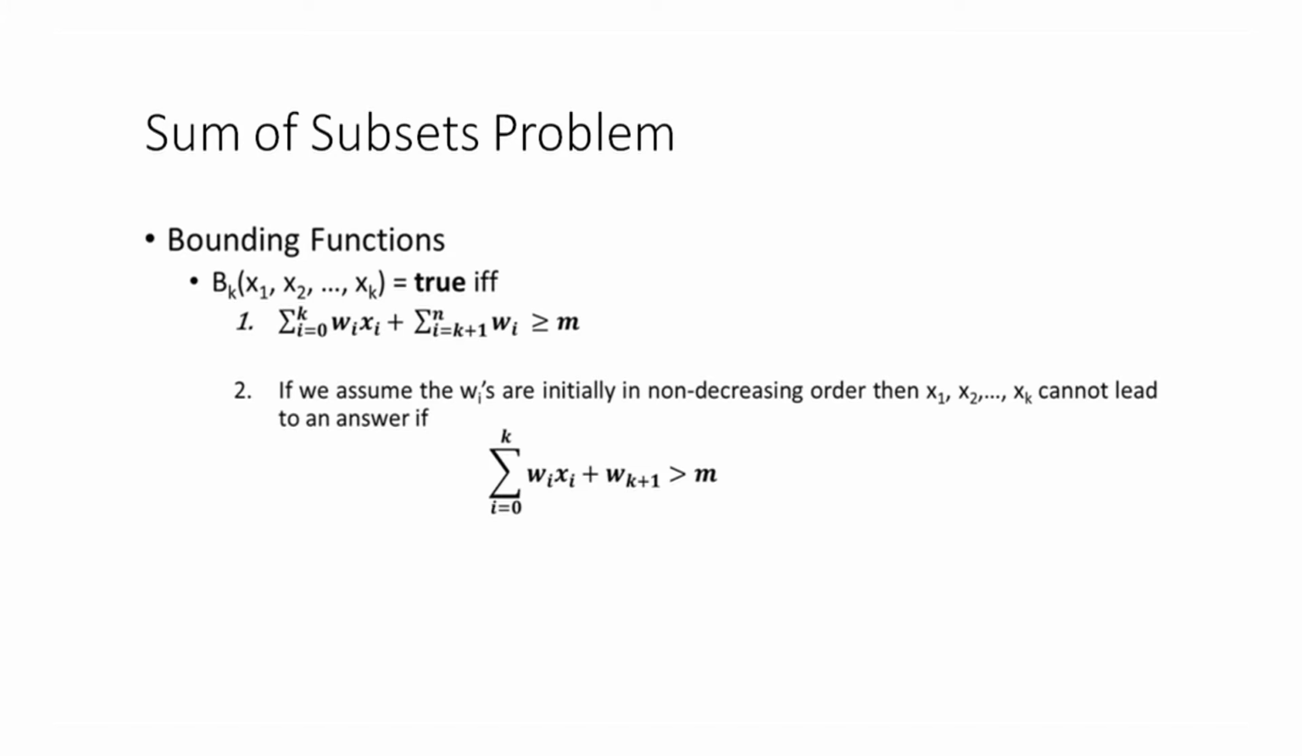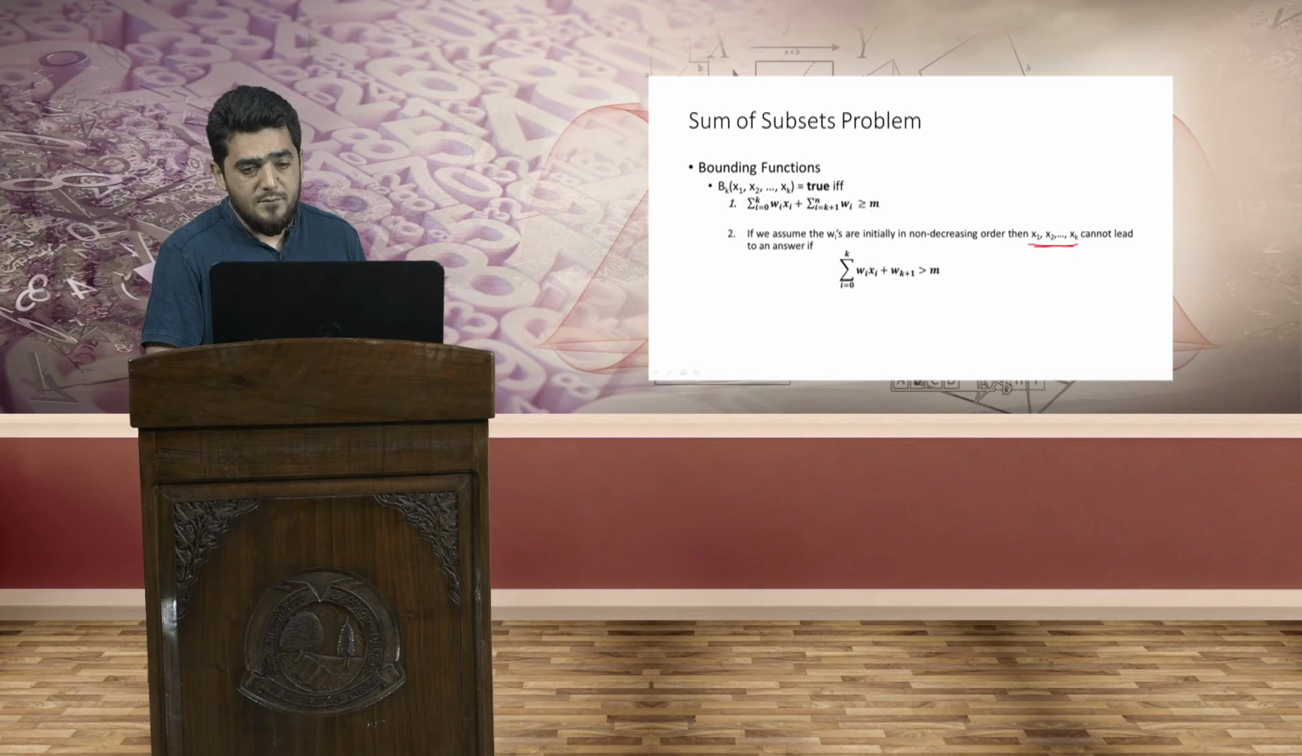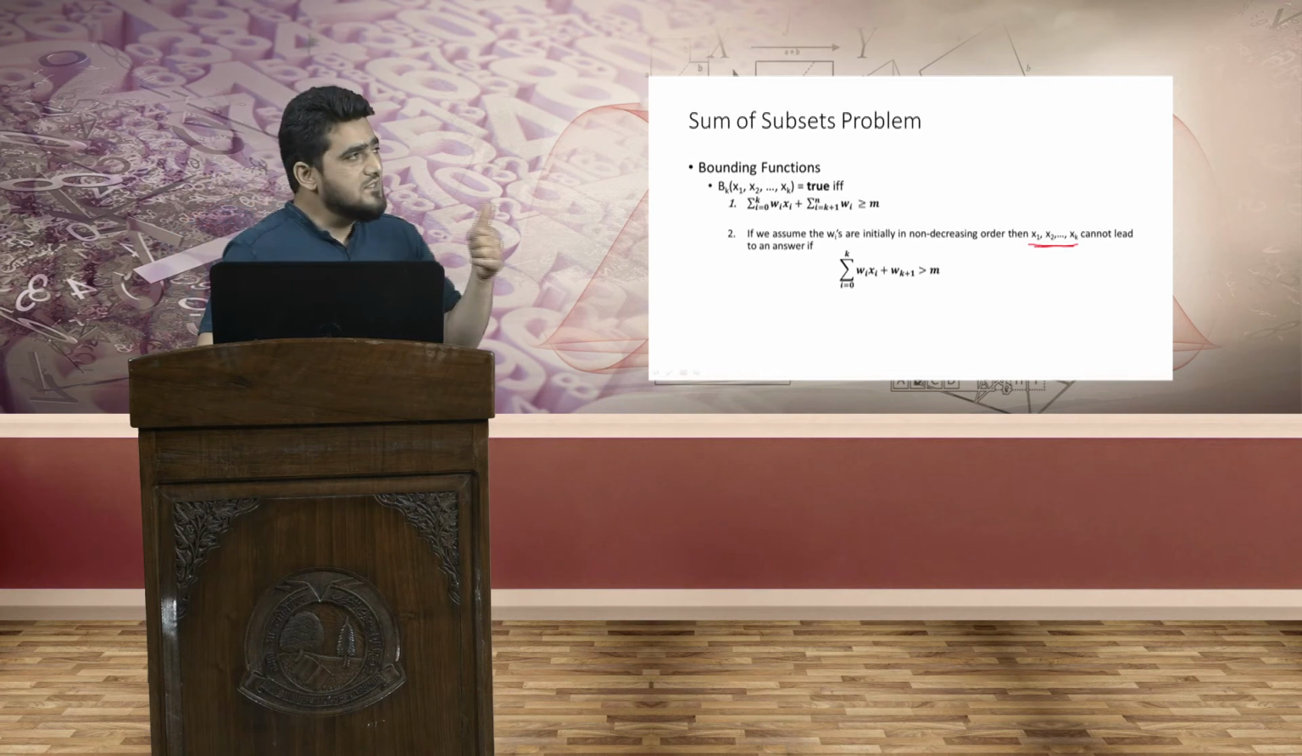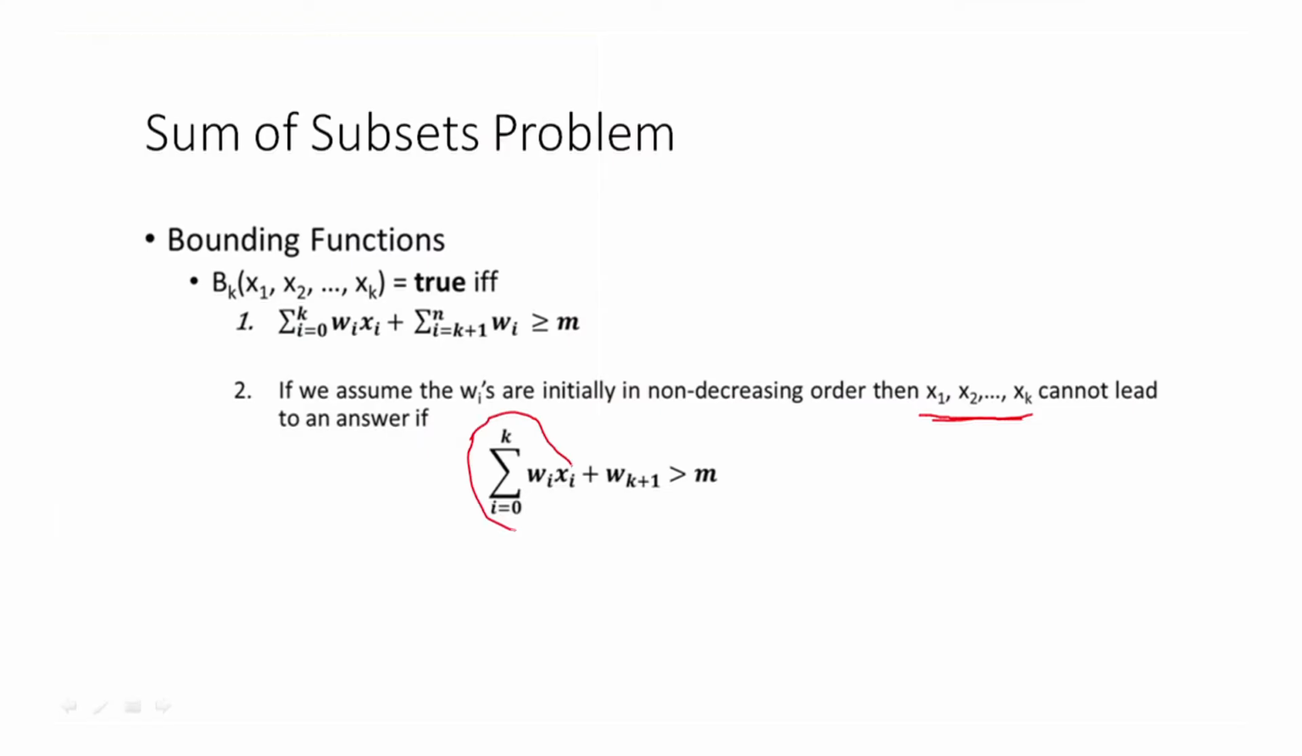If we assume that the input weights are arranged in non-decreasing order, and we consider a partial tuple for the solution, let's suppose x1, x2, x3 up to xk, then it would be obvious to say that this partial solution cannot yield an answer if the condition here is true. What does this condition basically say? It says the sum of the weights that we have considered so far, plus the immediate next weight, has to be greater than m.